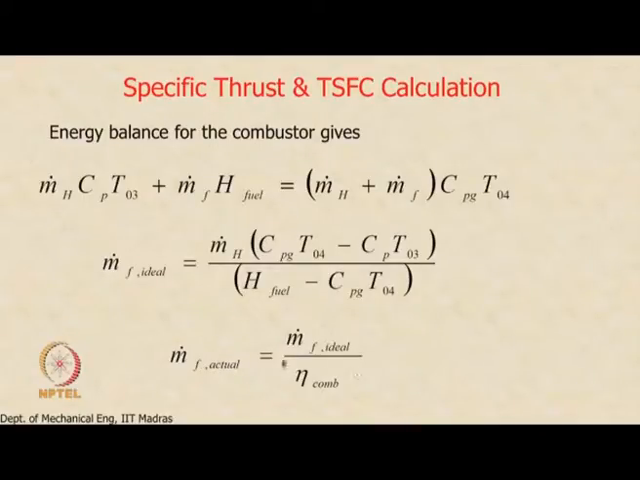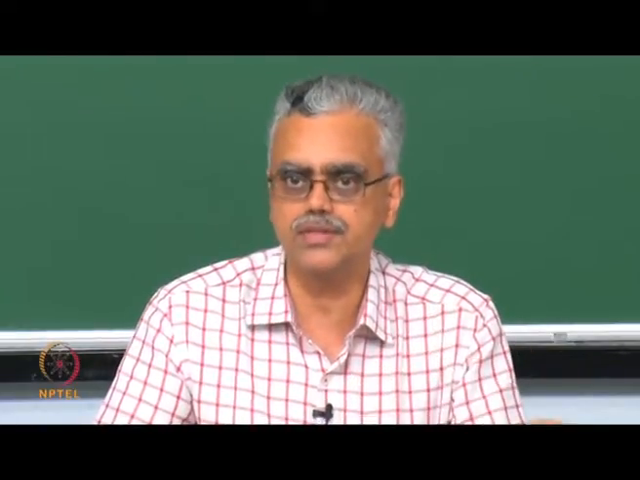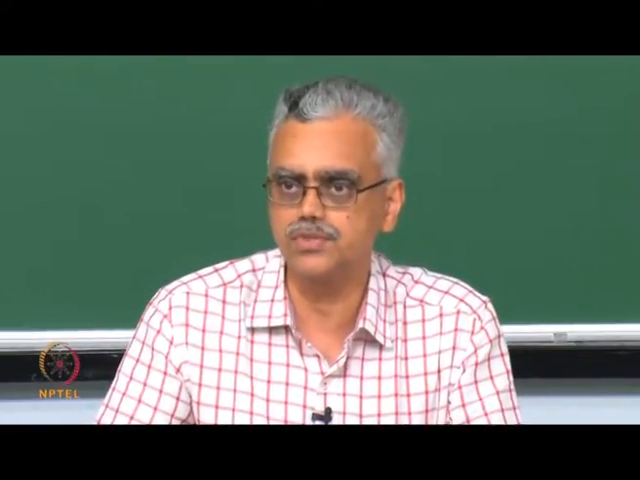Given a value for eta combustor, I can calculate mf dot actual. This allows us to calculate the thrust and the mass flow rate, from which I can calculate the specific thrust and the thrust specific fuel consumption. So, we are now ready to proceed with our calculation for a particular example.